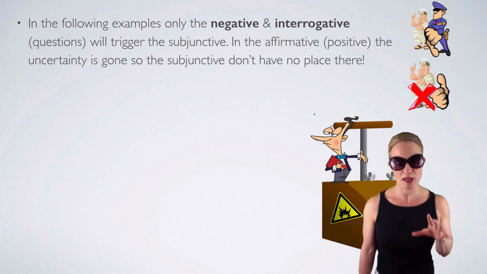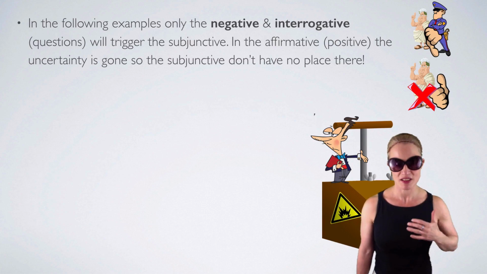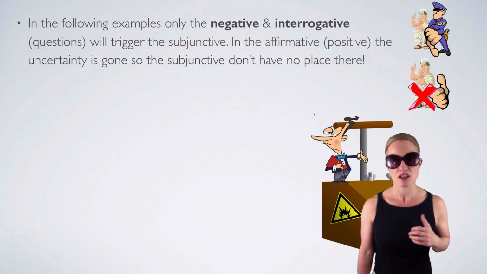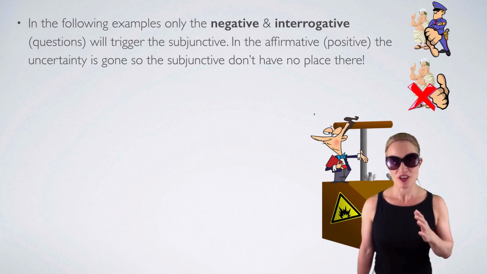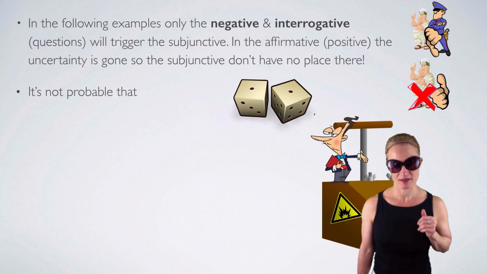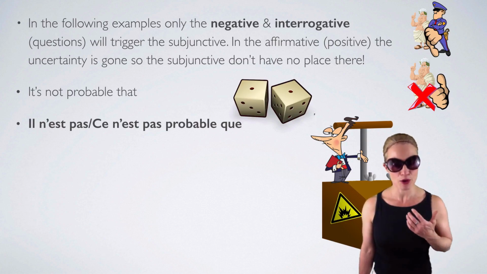So in the following examples, again, only the negative and the interrogative. We've got the down thumb for negative and our policeman there for the interrogative, asking questions. Only those will trigger the subjunctive. The affirmative, the uncertainty is gone. So the subjunctive has no place there. It's not probable that. Il n'est pas probable que. Or ce n'est pas probable que.